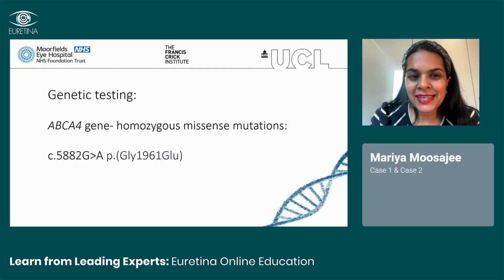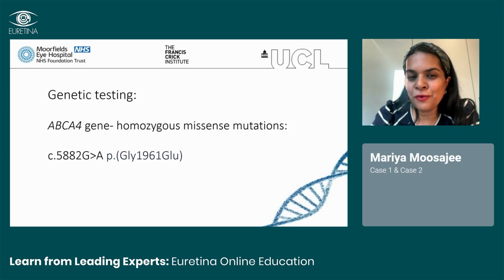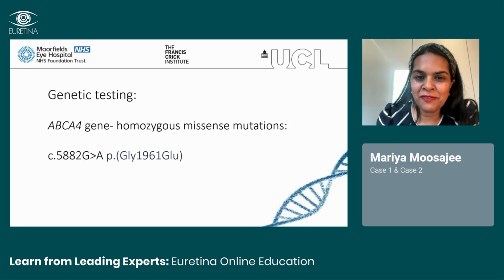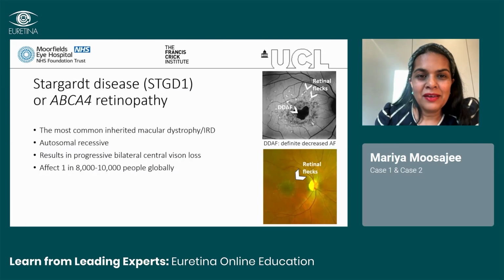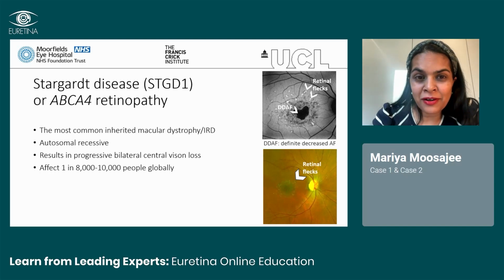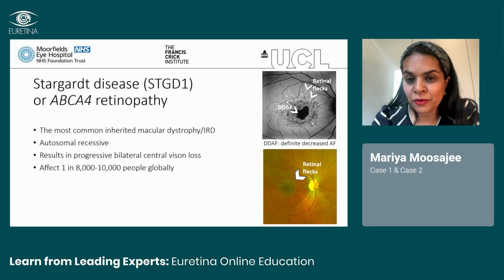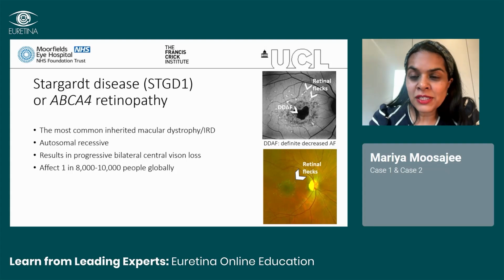So we did genetic testing, and absolutely we found homozygous missense mutations in the ABCA4 gene. And this is the variant that we found for this patient. So ABCA4 retinopathy, also known as Stargardt's disease. And I want you to remember Stargardt's because it is the most common inherited macular dystrophy. And at least at Moorfields Eye Hospital, it is the most common inherited retinal disease that we see in our IRD population overall.